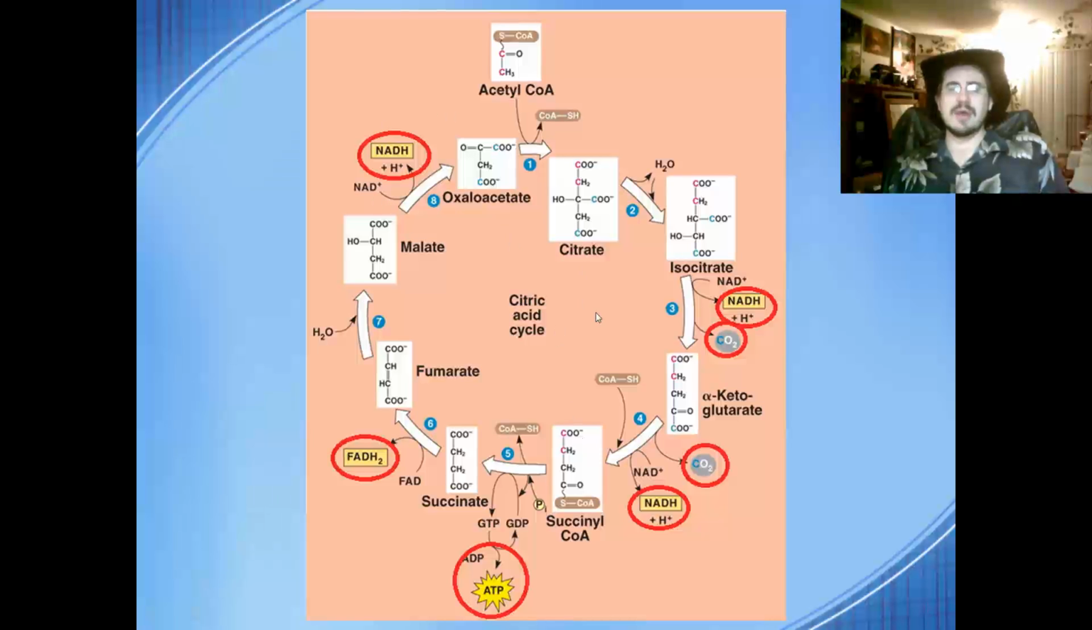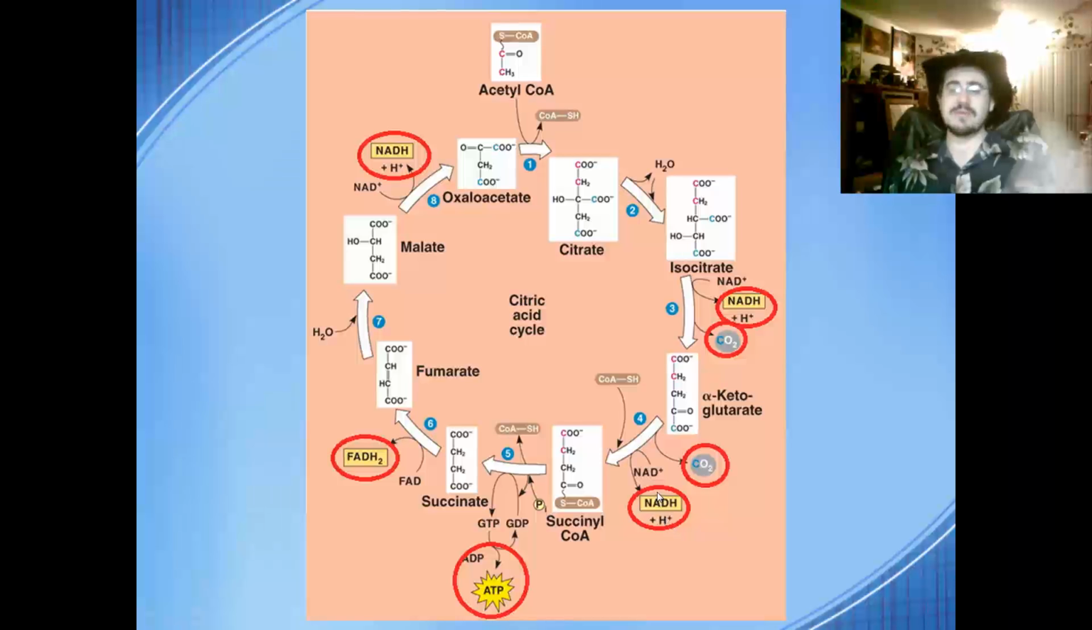So here we go. I've circled in red the products and byproducts. This picture is for a single acetyl CoA. So for every glucose, we've got to multiply the products here by 2. So we get NADH plus H, CO2, NADH plus H. There's 1 ATP, there's 1 FADH2, and there's an NADH plus H. So 1, 2, 3 for a single acetyl CoA.